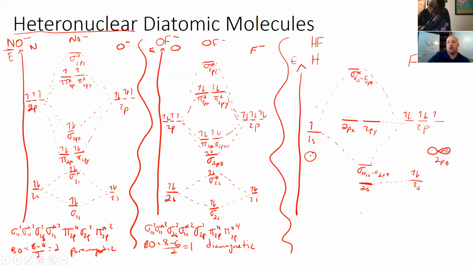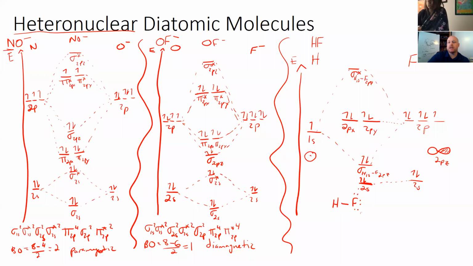Now this molecule has a total of 8 valence electrons, and so we have 1, 2, 3, 4, 5, 6, 7, 8. And this does a pretty good job of mimicking the Lewis structure. If you think about the Lewis structure as being this right here, you can look at it as, hey, there's a sigma bond here between the hydrogen and the fluorine, and there are 3 lone pairs of electrons on that fluorine atom.